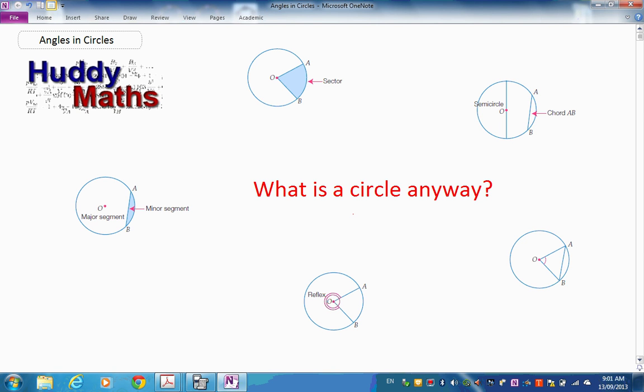Hi, welcome to Angles in Circles, the next segment in deductive geometry. Obviously, what we're going to do now is move on from four-sided figures or quadrilaterals to circles, and I guess there is a burning question. Here it is in red again. What is a circle anyway? We'll have to answer that later on.